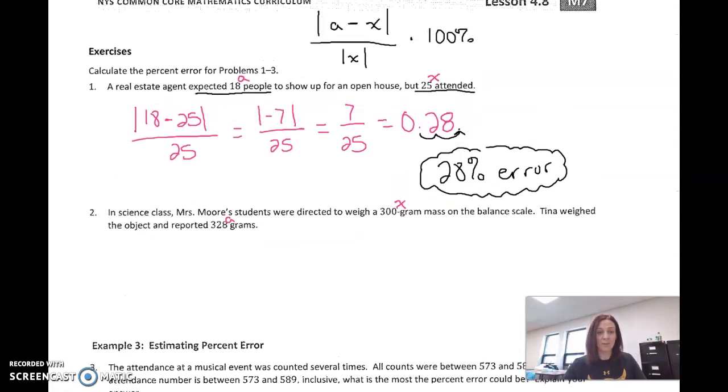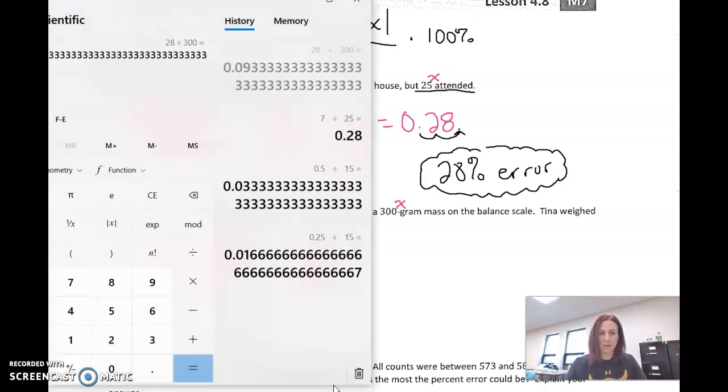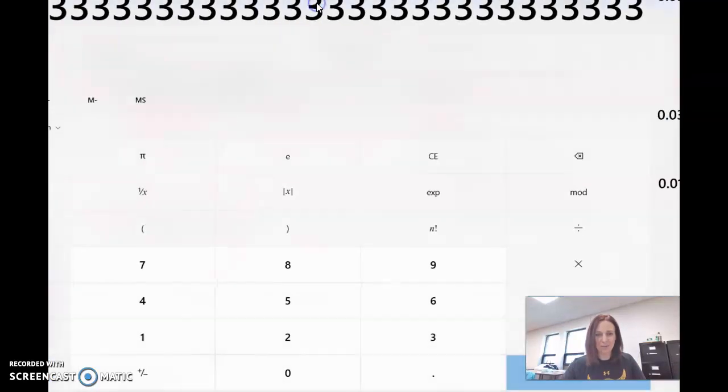using our formula here, right? The absolute value of our approximate, 328, minus our exact, 300, divided by the exact, 300. So that ends up being 28, and the absolute value of 28 is 28 over 300. And we get 0.09 and then a bunch of 3s.